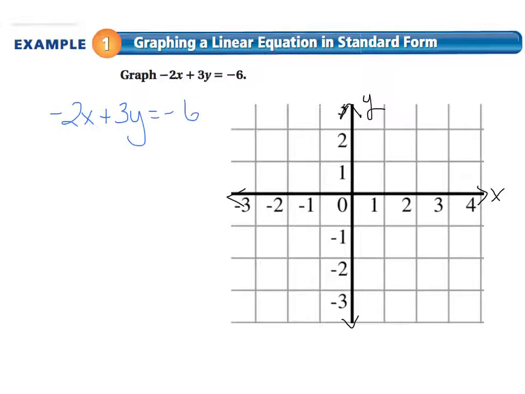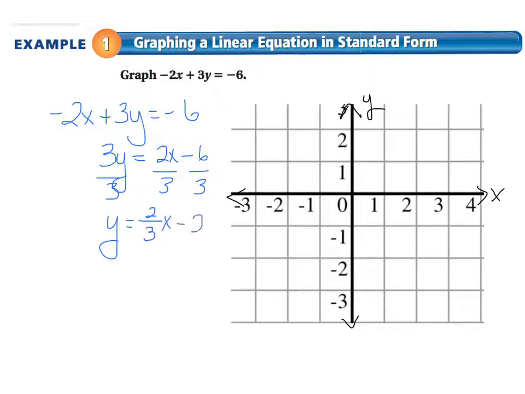What would I do first? Good, you'd add 2x to both sides. So if I added 2x, that would give me 3y equals 2x minus 6. What about the next step? You divide by 3. Good. So I divide everything by 3. That gives me 2/3 x minus 2. So my slope is 2/3. My y-intercept is negative 2.